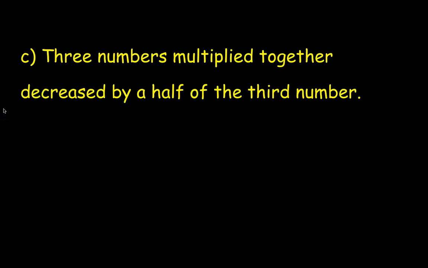3 numbers multiplied together decreased by a half of the third number. Pause the video, resume when ready.